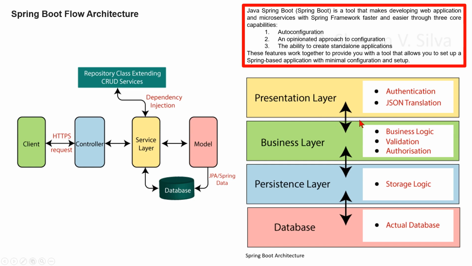Here you can see a presentation layer. Authentication and JSON translation are inside the presentation layer. The presentation layer interacts with the business layer. Business logic, validation and authorization are inside the business layer. The business layer interacts with the persistence layer. Storage logic is inside the persistence layer. The persistence layer interacts with the database layer. The actual database is inside the database layer.